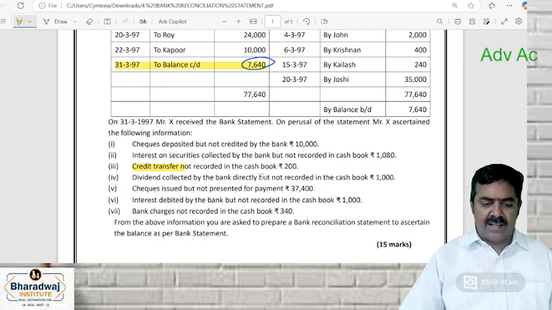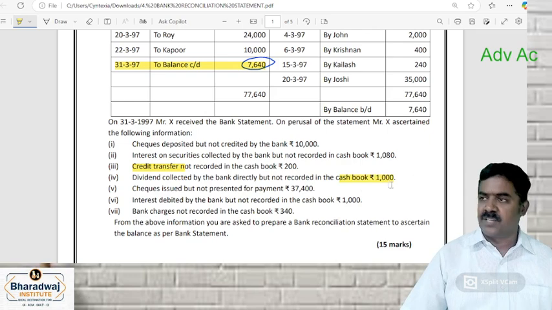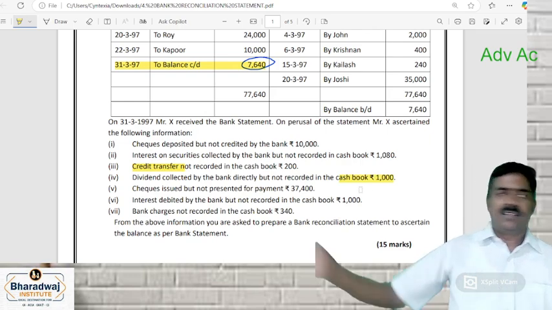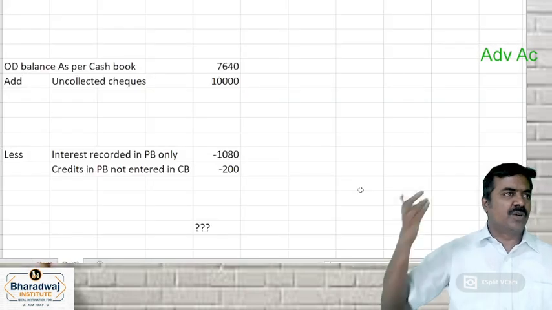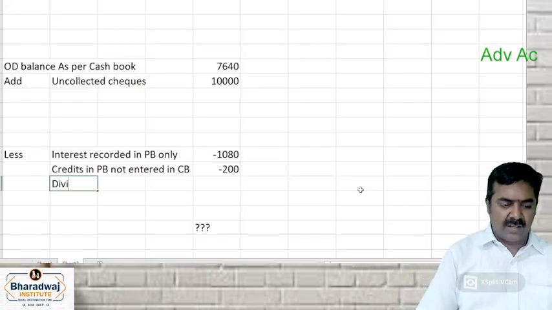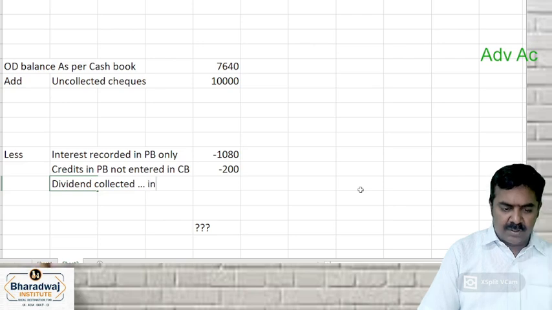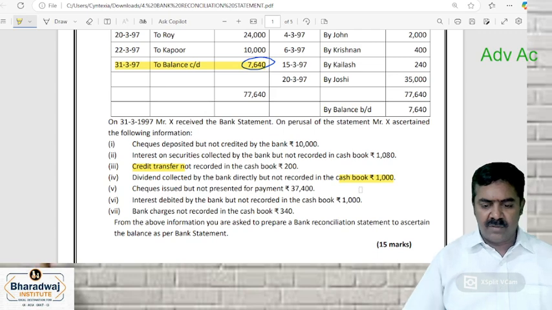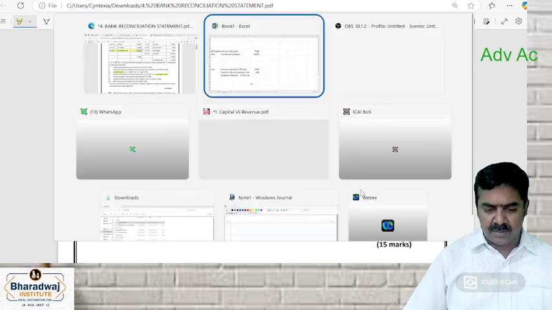Next பாருங்க. Dividend directly collected by the bank not recorded in cash book. This also they have added in passbook. We should also add it. But OD starting painale, in passbook only entered. They have added. We should also add it. But OD starting painale minus 1,000.